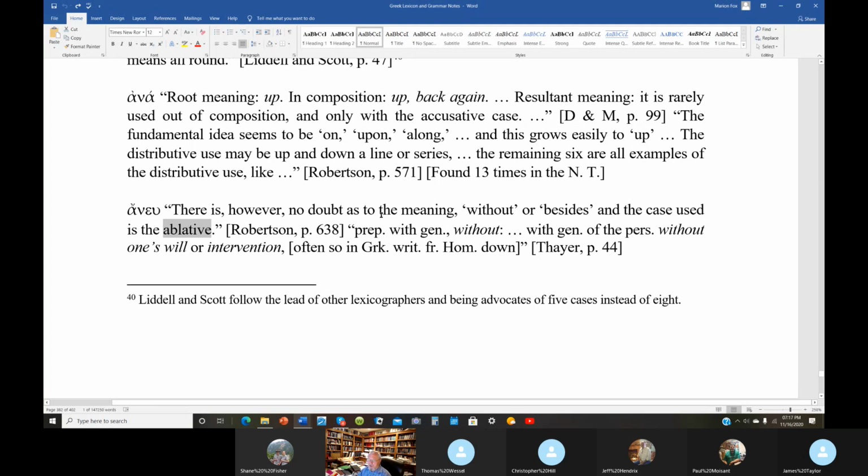Now, what is the lexicon going to tell you that this is used with? What case is it going to tell you it's used with? Help me out. Like Thayer or Bauer and Gingrich. What are they going to say? It's used with what case? Genitive. Yes, because they're 5-case men. All of your lexicons are 5-case. They're going to say it's genitive of source. Okay, but that's the same as ablative. So be careful about it.